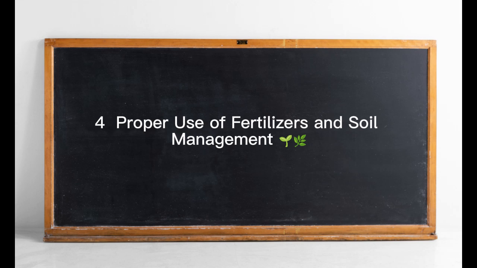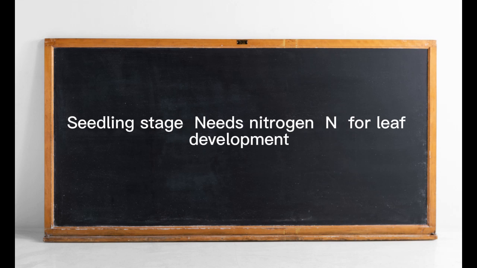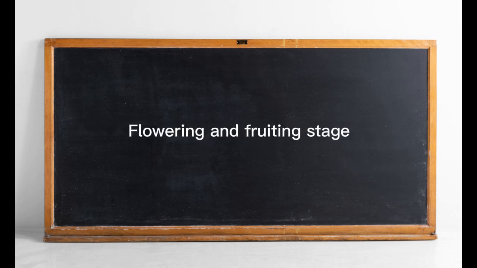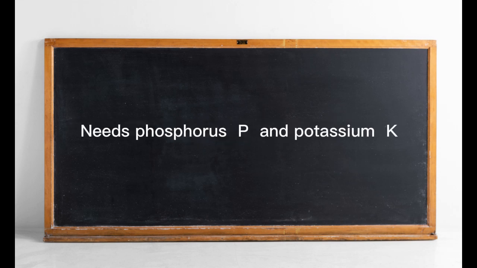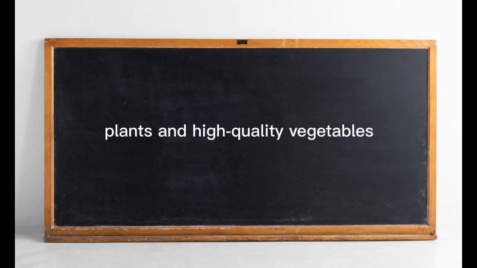4. Proper use of fertilizers and soil management. Different life cycle stages require different nutrients. Seedling stage needs nitrogen for leaf development. Flowering and fruiting stage needs phosphorus and potassium to encourage flowers and fruit. Proper fertilization ensures healthy plants and high-quality vegetables.